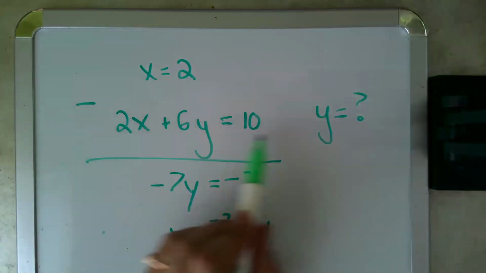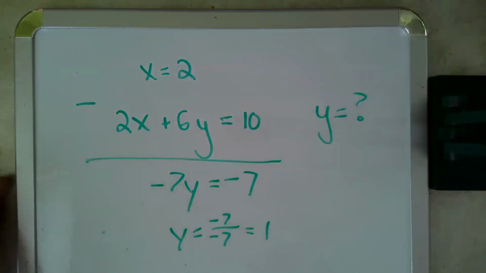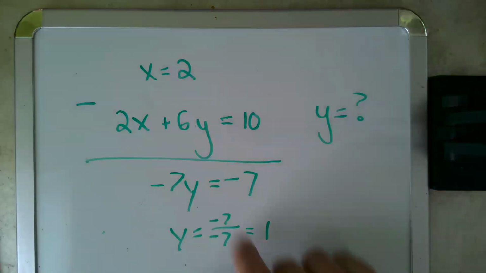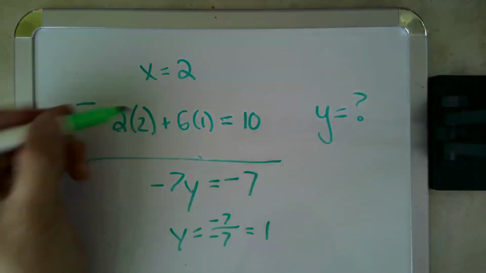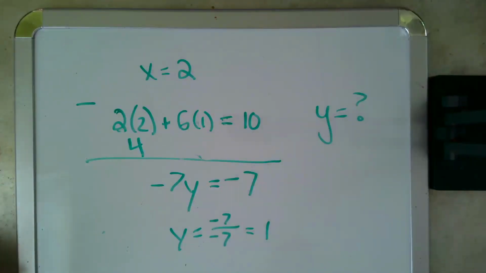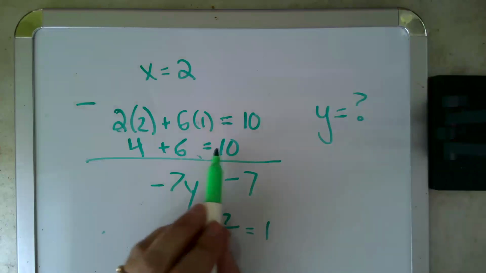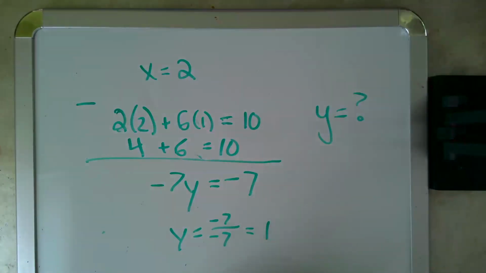And then if I want to check and make sure I'm right, I'm going to throw 1 in for y and 2 in for x. 2 times 2, that's 4, plus 6 times 1, that's 6, and that indeed does equal 10. And that's how to use linear combination or elimination to solve a system of equations.